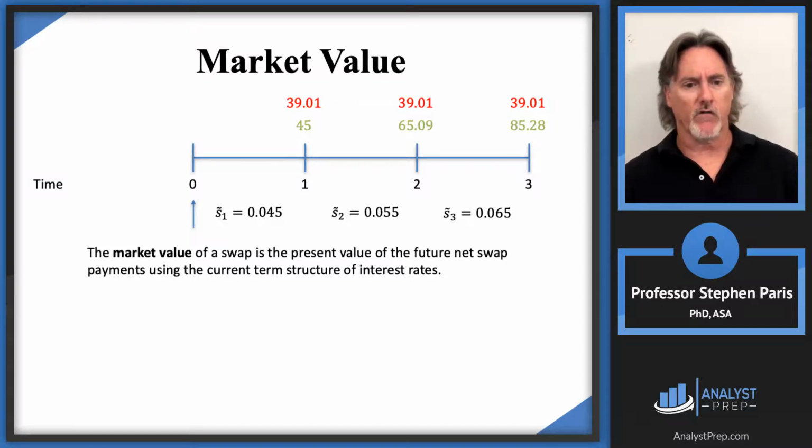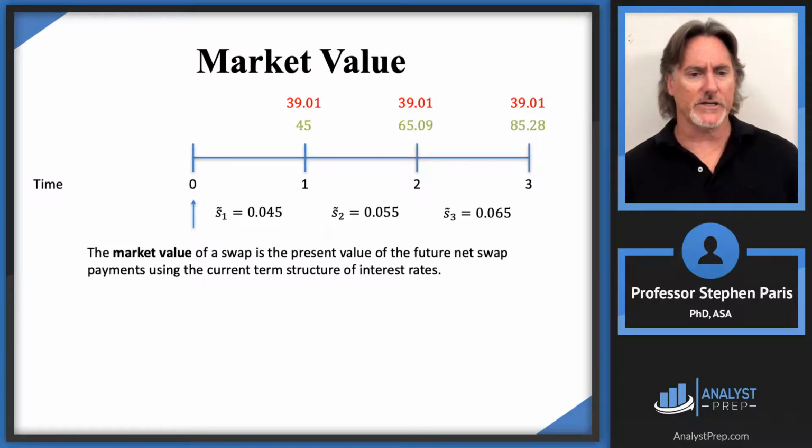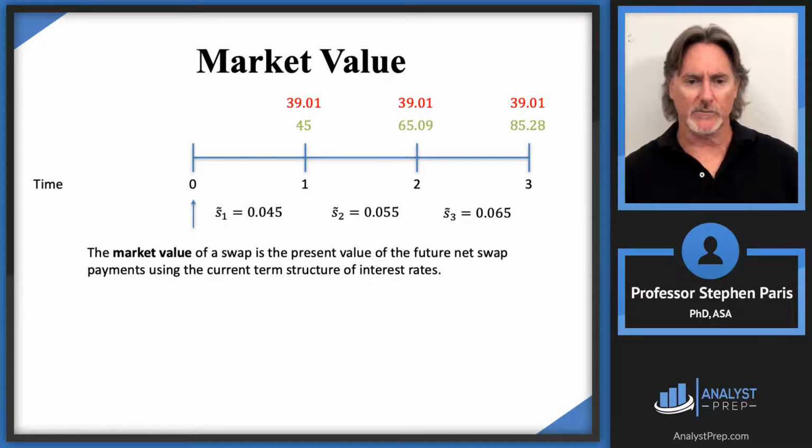In other words, the 4.5% 1-year spot rate and so forth. Okay, so the market value of the swap is going to be the present value of the future net swap payments. The future ones would be at times 1, 2, and 3. So I need to know what the new net swap payments are. Again, this is very easy though. I mean, look at time 1.